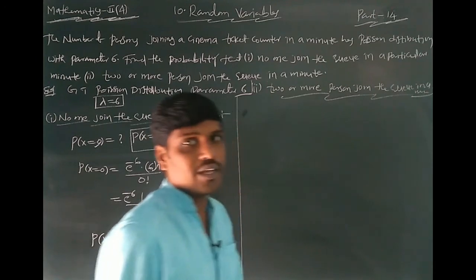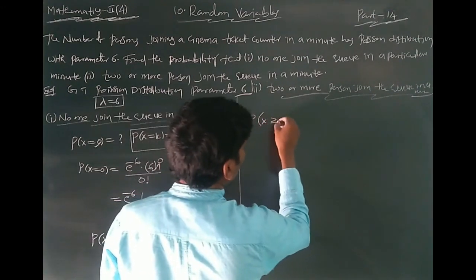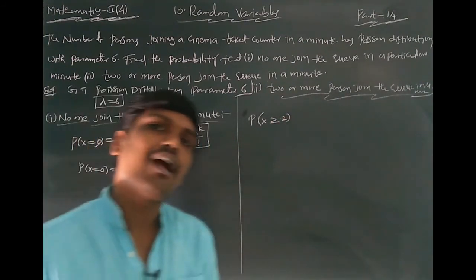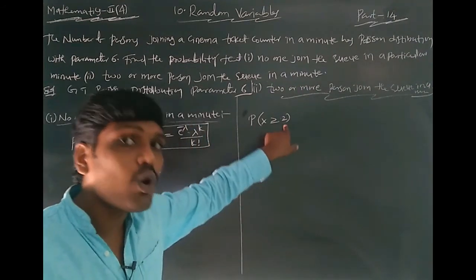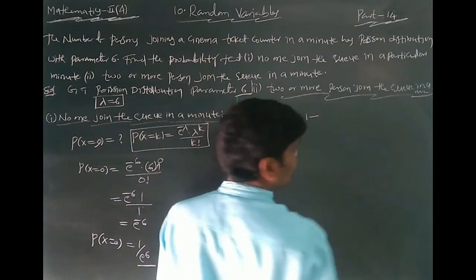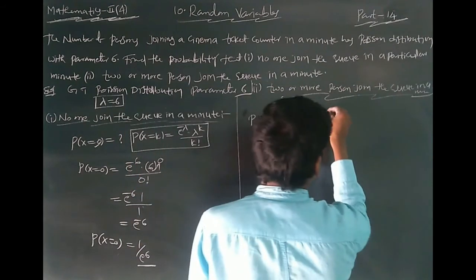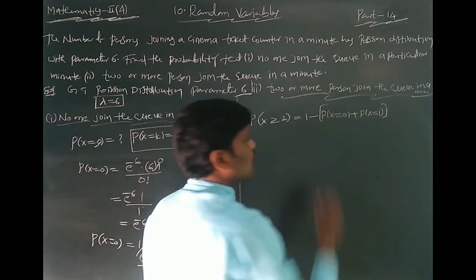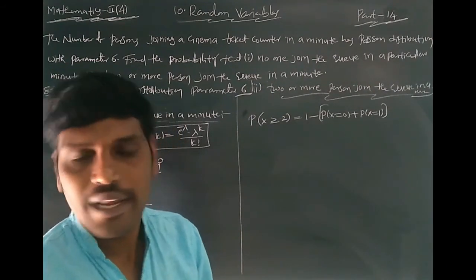What is that? Queue in a minute. What is the probability of 2 or more, nothing but P of x greater than or equal to 2, nothing but exactly 2 or more than 2. This also means that one. That's why, from total probability 1, you can remove P of x equal to 0 and P of x equal to 1. You get 2 or more persons joining the queue in a minute.